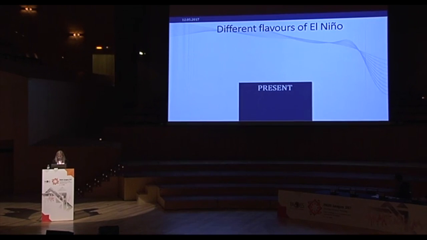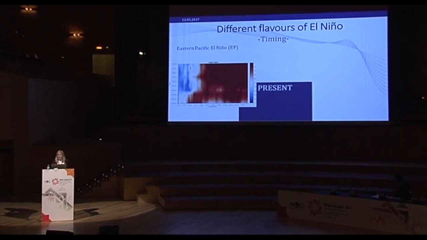extent. The other aspect I would like to point you to is the different timings. Both types of El Niños have quite different timings. This is one example of a cross-section through the tropical Pacific. On the left-hand side, you see the Eastern Pacific type in 1982, 83. So this is a very traditional El Niño event. We have the strongest warming in the east, which warms up the entire tropical Pacific during the course of the year.